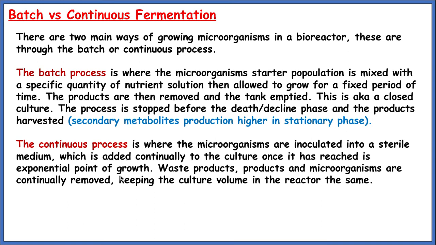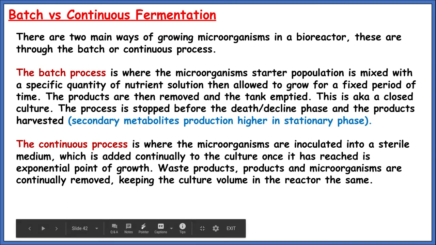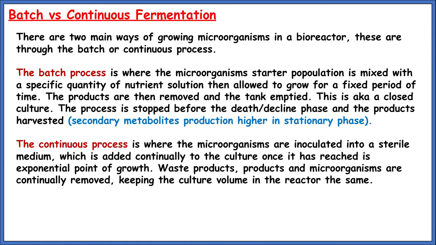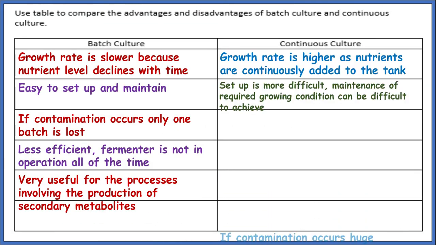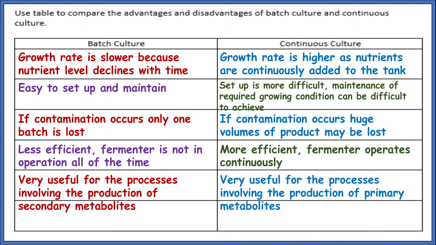In continuous process, the microorganisms are inoculated in the sterile medium and it's added to continuously. So you add more nutrients, you add more oxygen. Whereas in the batch process, you don't add to it. You just keep it isolated on its own until it's got to the process of producing secondary metabolites. So some advantages and disadvantages of using these different processes. One thing to really highlight to you is with the batch culture, if it's contaminated, just that batch is lost. But if it's in continuous and you get contamination, you lose volumes of product. It's quite a big thing in continuous if you get a contamination.